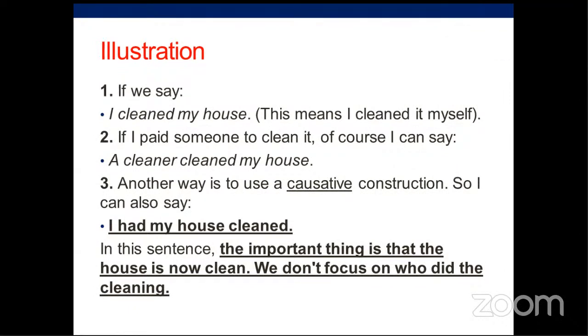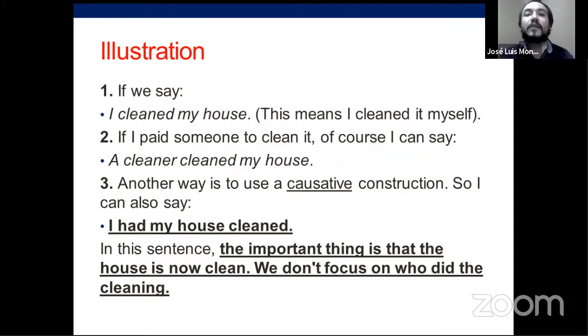Number 3, another way is to use a causative construction. So I can also say, I had my house cleaned. In this sentence, the important thing is that the house is now clean. We don't focus on who did the cleaning. Thank you very much, Lourdes. So that is the important thing here.